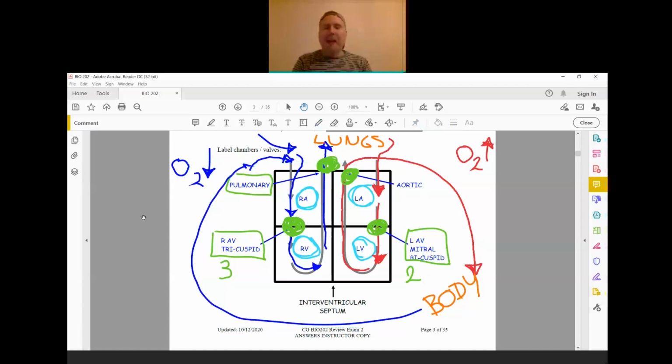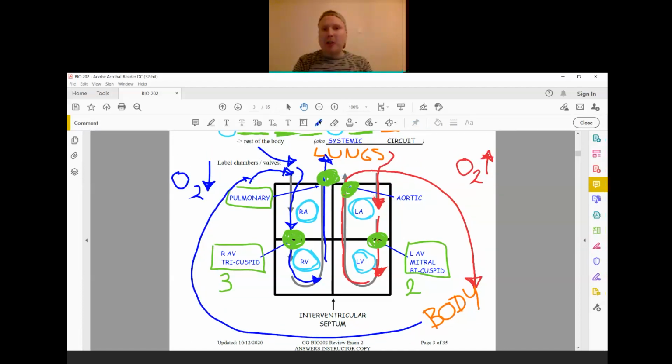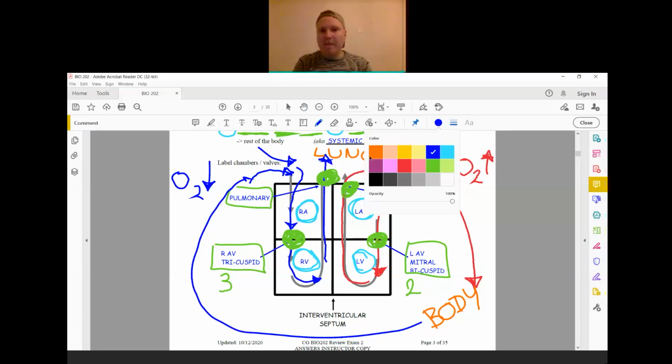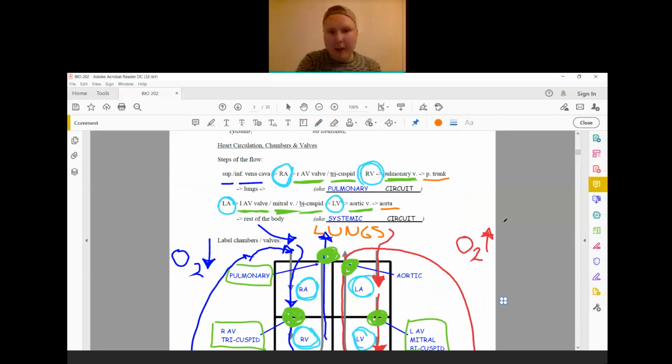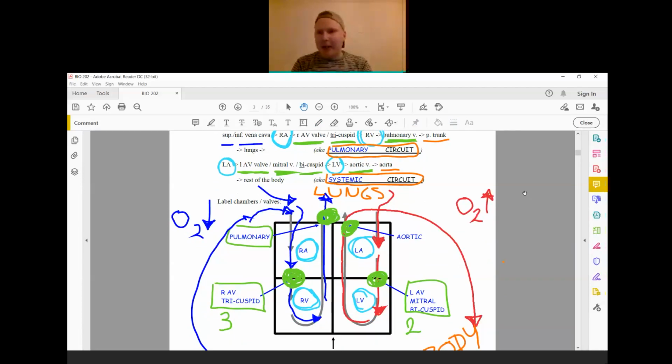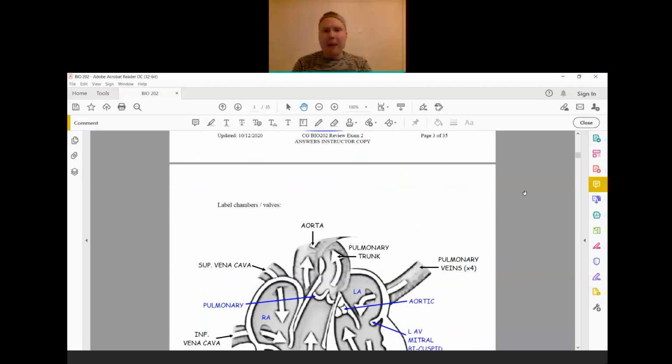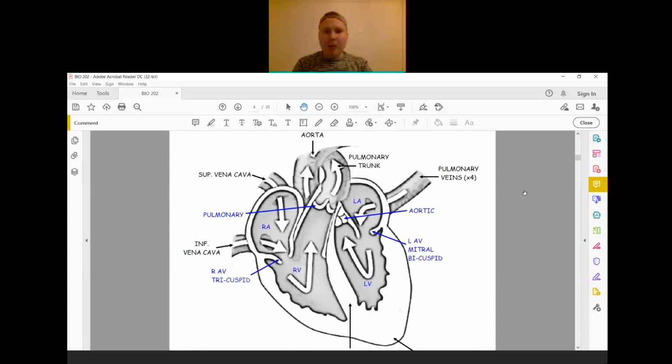So this was the body loop, our systemic circulation. We've talked about that earlier on. That's when it goes to the body. And the loop that brought the blood to the lungs was our pulmonary circulation. So that makes sense as this kind of schematic diagram. Let's now add a little bit more reality to our drawing and look at it on a diagram that's more realistic.